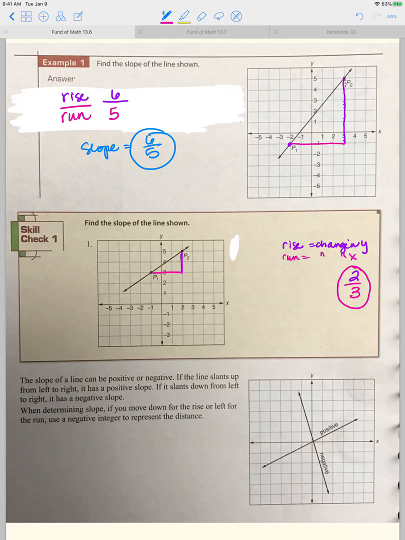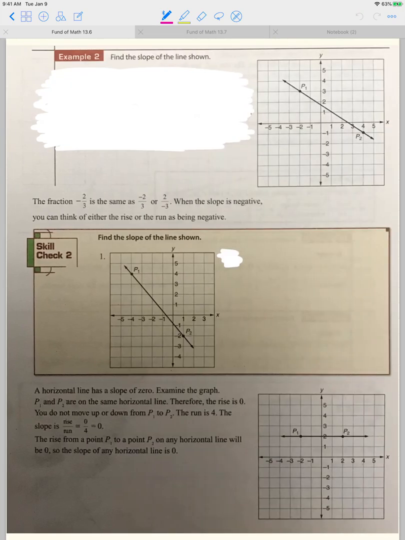The slope of a line can be positive or negative. If the line slants up from left to right, it has a positive slope. If it slants down from left to right, it has a negative slope. When determining slope, if you move down for the rise or left for the run, use a negative integer to represent the distance. So example number 2 says find the slope of the line shown.